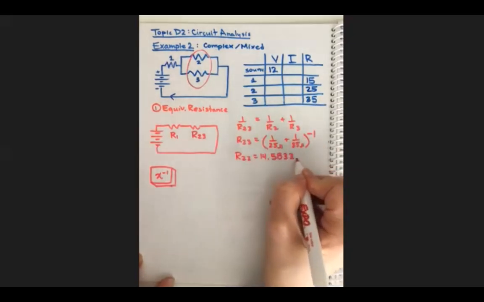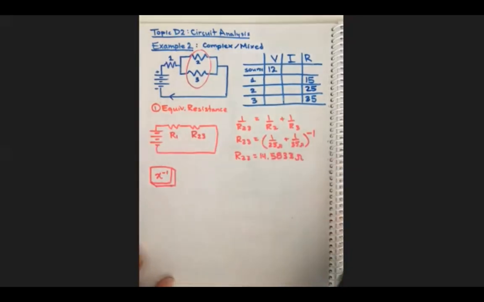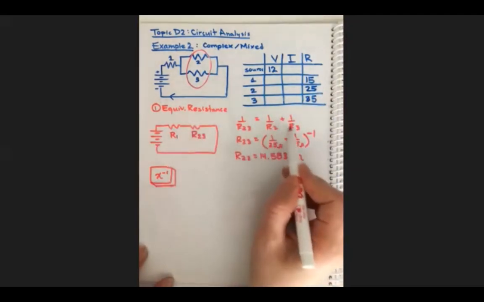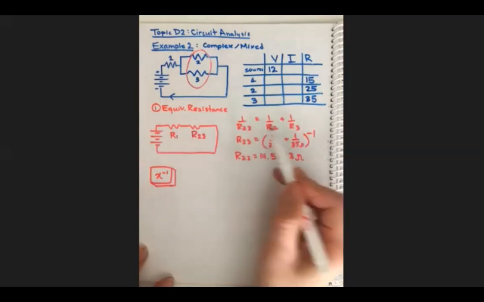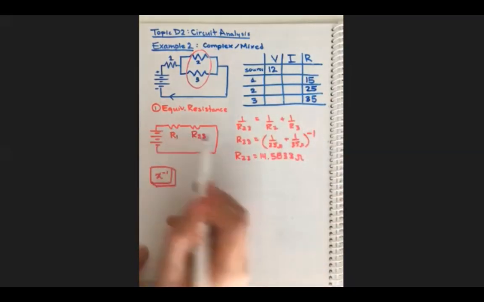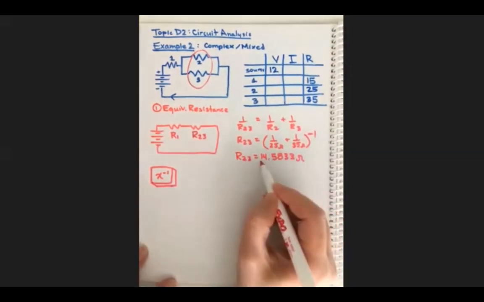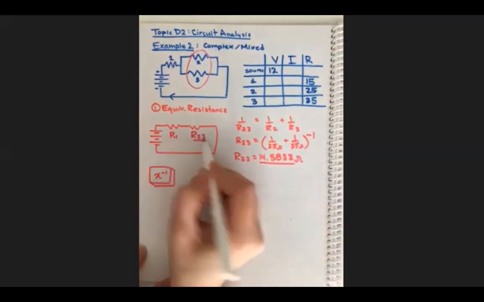And you should get 14.5833. One common mistake is just to add up the resistance column and slap that down as the total resistance. That's not true because it's a complex circuit, or a mixed circuit. So now that we realize we have to collapse using the parallel resistance formula, and then we can add these two together, the temptation is just to put this number in there. This value is just for R23.